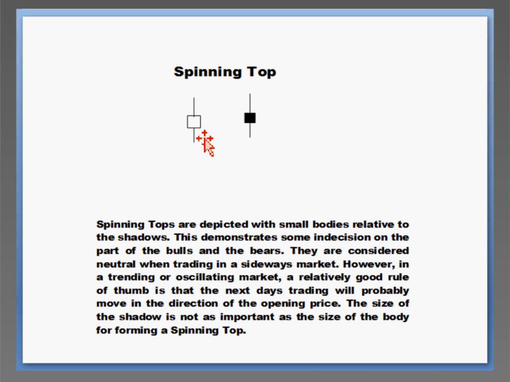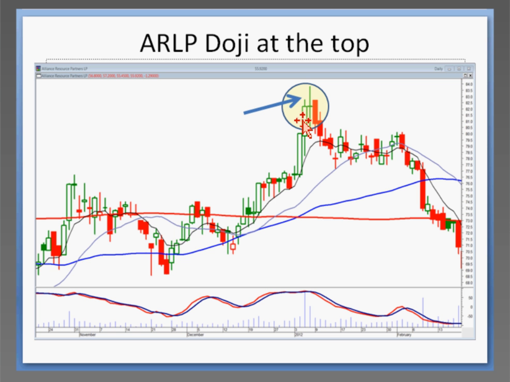Also, the spinning top, which is almost a Doji. It just has a little bit bigger body, but they still represent the same thing. They represent indecision between the bulls and the bears. So anytime we see a Doji at the top, and again, our top on a chart, I utilize the stochastics of 12-3-3.